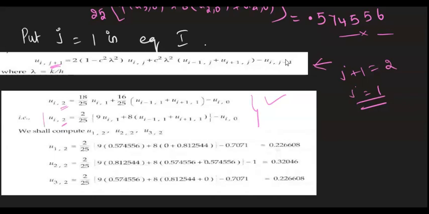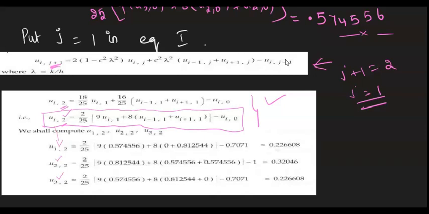Now by using this u of I comma 2 formula, that is 2 by 25 into 9 into u of I comma 1 plus 8 into u of I minus 1 comma 1 plus u of I plus 1 comma 1 minus u of I comma 0. By using this formula, we are going to find the second row values. So this 2 is fixed. First for I is 1, we have 1 comma 2, 2 comma 2, 3 comma 2. If we solve this, we will get the second row values.